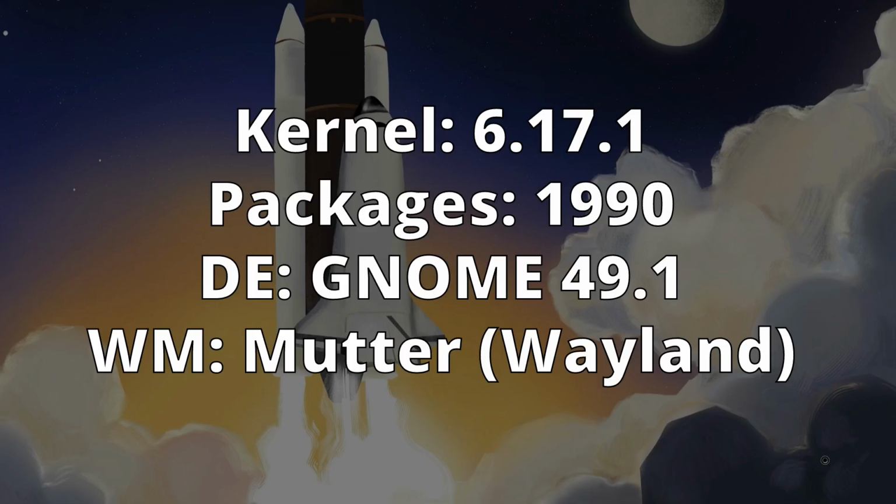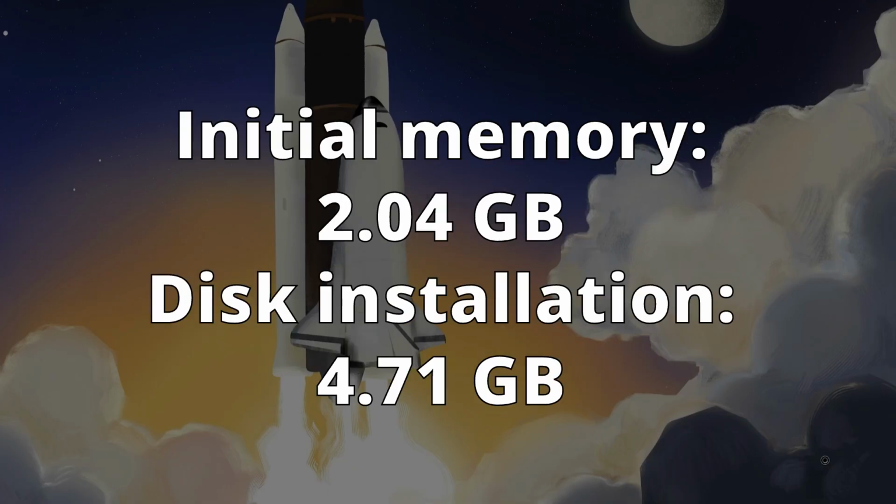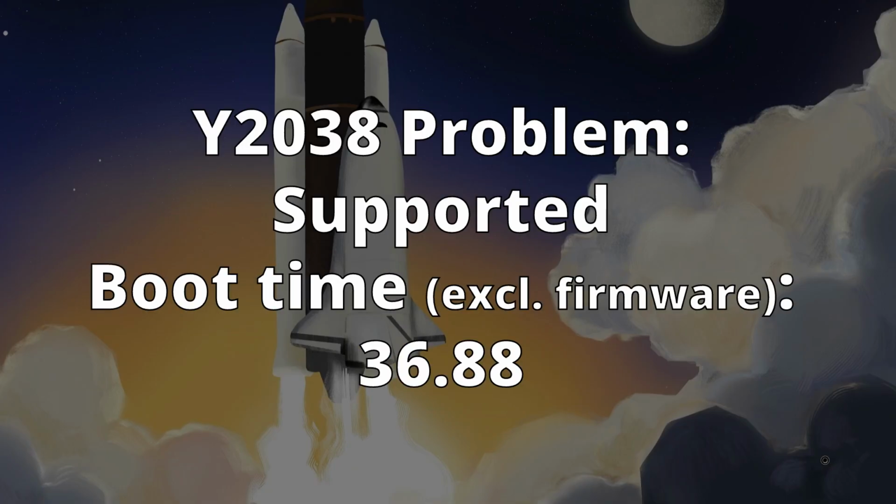Fedora 43 uses kernel 6.17.1, installed 1990 packages, uses GNOME 49.1, and Mutter with Wayland. The kernel and GNOME are both up to date. The initial system memory is 2.04 GB, which is high compared to other distributions, and the disk space is 4.71 GB, which is normal. It does support the Y2038 bug, and the boot time was almost 37 seconds, which is definitely a point in Fedora's favor.